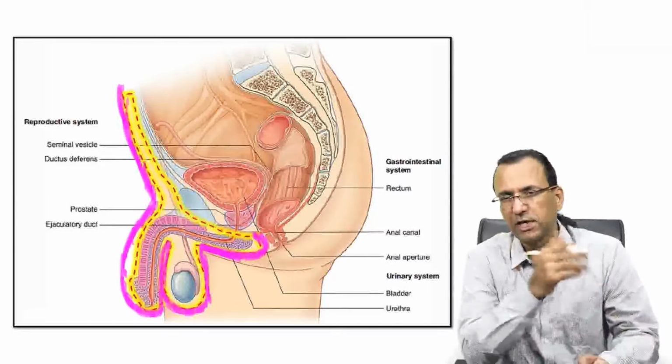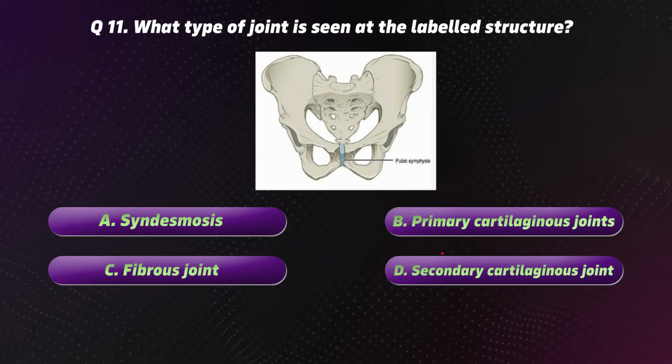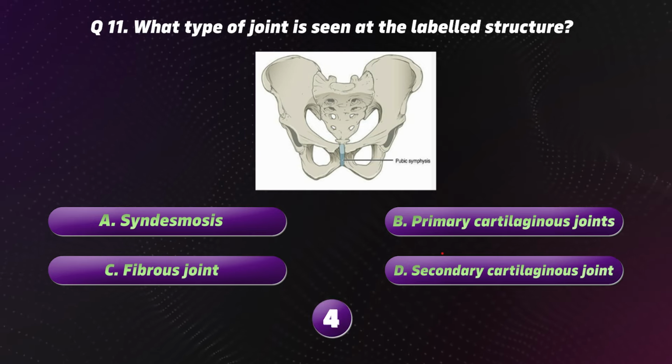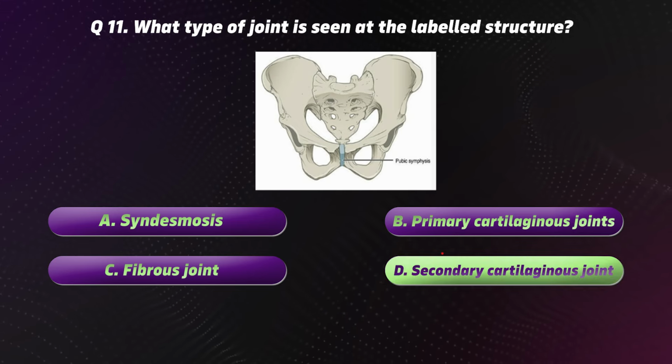Question 11. What type of joint is seen in the labeled structure? Here are the options. A. Syndesmosis. B. Primary cartilaginous joints. C. Fibrous joint. D. Secondary cartilaginous joint. And the correct option is D. Secondary cartilaginous joint. Here's the explanation.